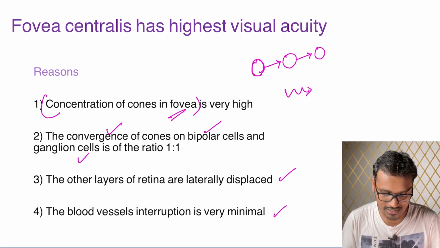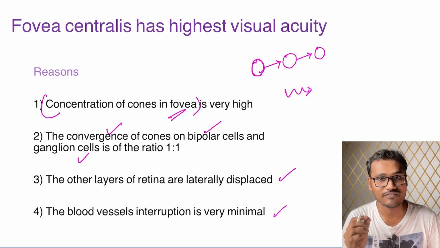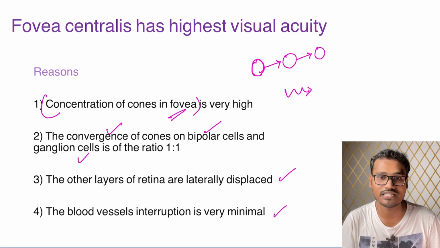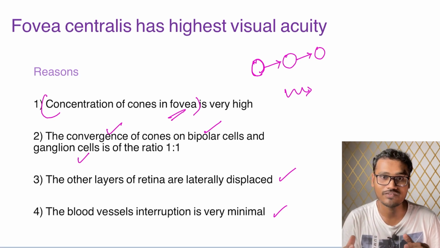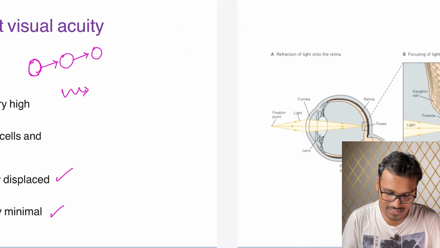And the fourth reason is that the blood vessels are very minimal and their interruption over this particular region is very minimal. Here the blood supply almost goes through the form of diffusion, and the arteries are not very close to this particular fovea region. We can see these features in the diagram.